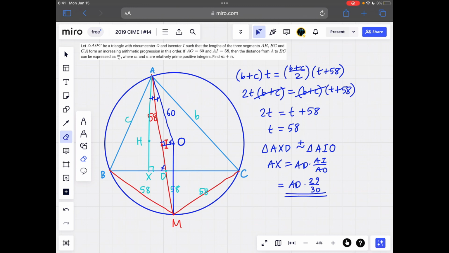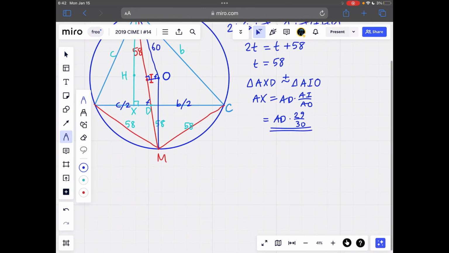If you notice, BD and CD are in the ratio C over B by angle bisector theorem, and their sum is B plus C over 2. Therefore, BD is equal to C over 2, and CD is equal to B over 2. The power of point D with respect to the circumcircle of ABC is the product of these values, which is BC over 4. And that's equal to AD times DM.